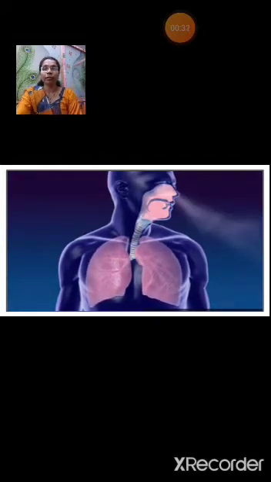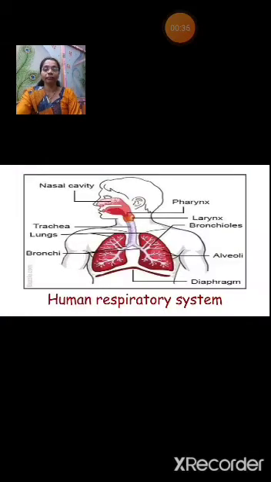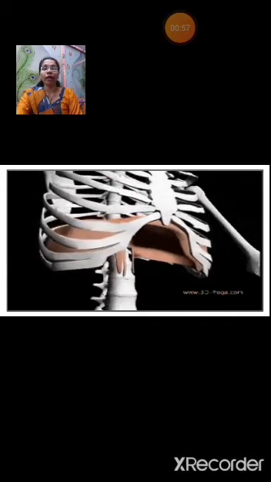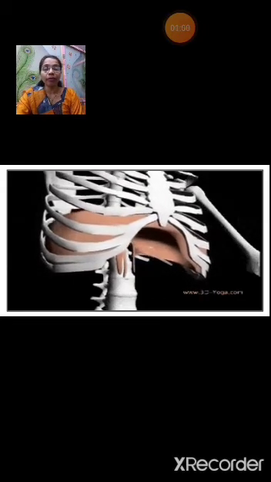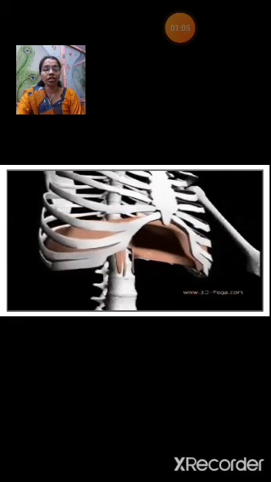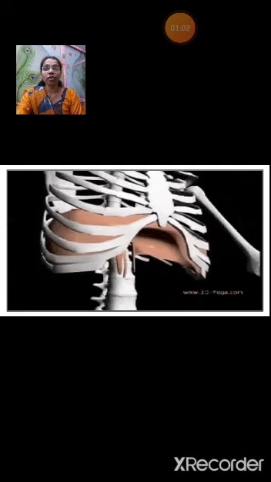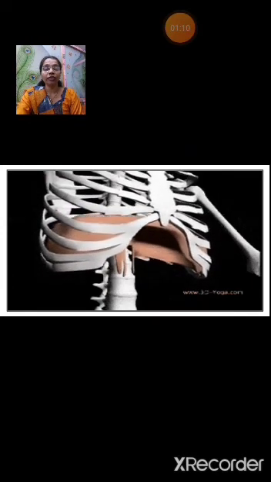Lungs are present in the chest cavity and are surrounded by ribs. There is a large muscular sheet called the diaphragm. It forms the floor of the chest cavity. You can see in the figure there is a diaphragm forming the floor of the chest cavity. During inhalation, ribs move up and outwards and the diaphragm moves down. Due to this movement, space is increased in the chest cavity and air rushes into the lungs. The air is filled in the lungs.